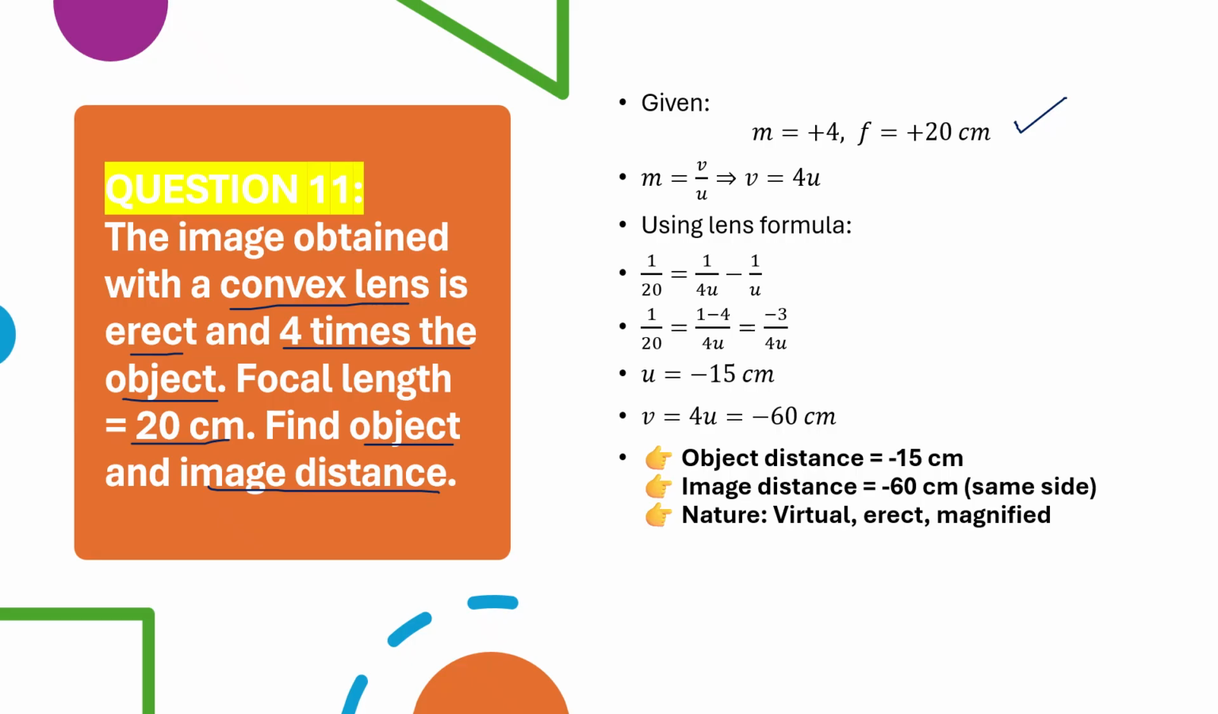What is the magnification? V upon U. Now, if we cross multiply, you will get V is equal to 4 into U. So, after substituting the value of M here, using the lens formula once again, substitute the value and you will get the answer V as minus 60 centimeter. Now, what is the question asked, students? Object distance. It is minus 15 centimeter. Image distance minus 60 centimeter. But at the same side. What is the nature? Virtual, erect and magnified.